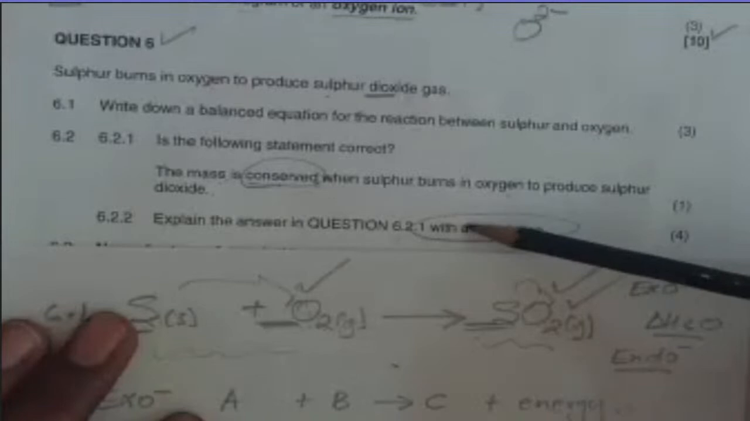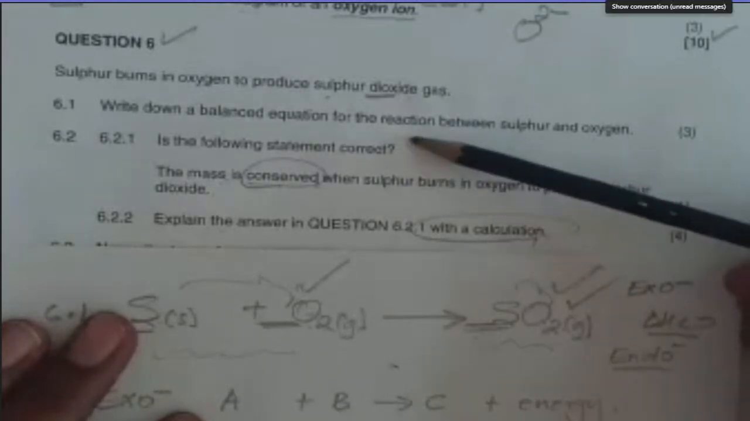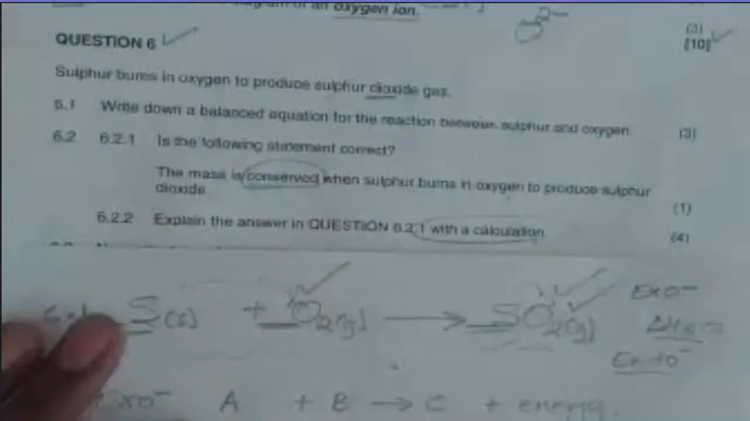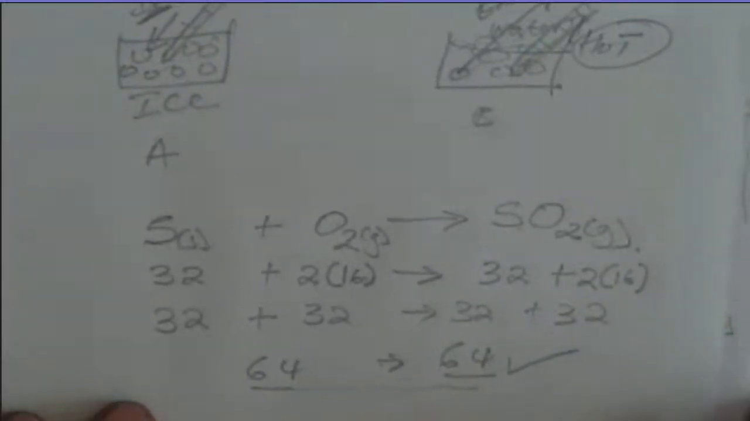Now the statement: explain the answer with the calculation, because you said yes. Is the following statement correct? It's a matter of yes or no. It is correct because now this is balanced. This is balanced, so I'm happy. I'm having 64, I'm having 64. Then it will be awarded the mark for that one.